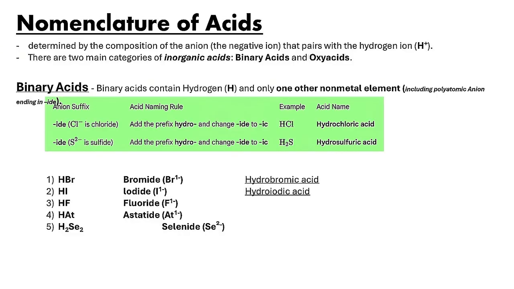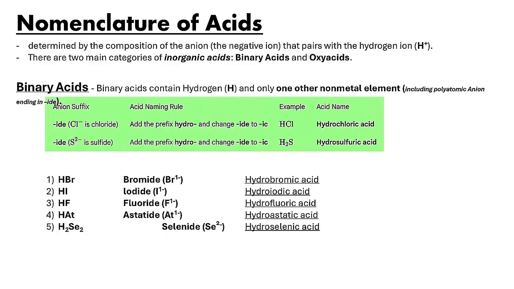Next, HI becomes hydroiodic acid. Easy, right? Next, HF is hydrofluoric acid. HAt becomes hydroastatic acid because it's astatide. Just change the IDE into IC, add hydro at the beginning, and it is already an acid. For H2Se, it's selenide, so it's hydroselenic acid.